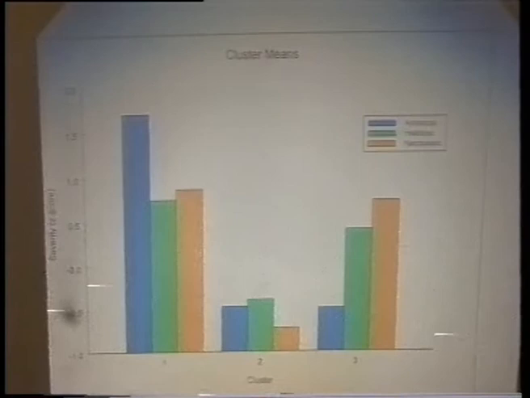Cluster 2 is low on all three of these. And cluster 3 are high narcissistic but low antisocial. Okay? So in other words, cluster 2 are the good prognosis borderlines. These are the narcissistic borderlines. And these are the antisocial narcissistic borderlines.